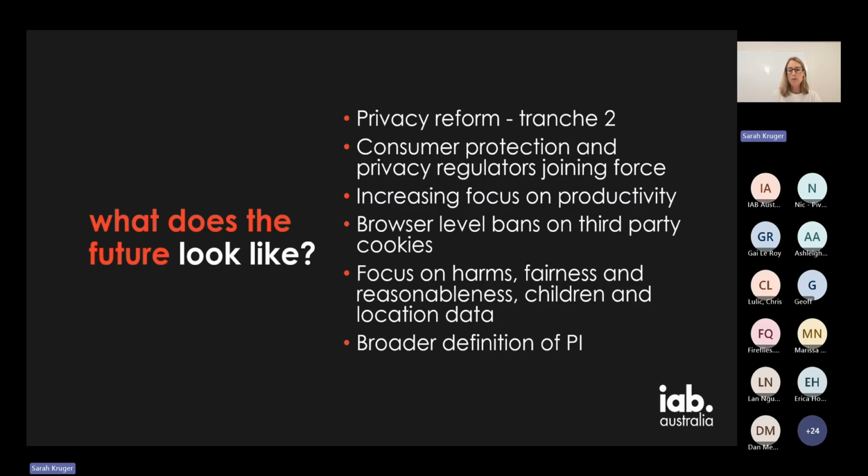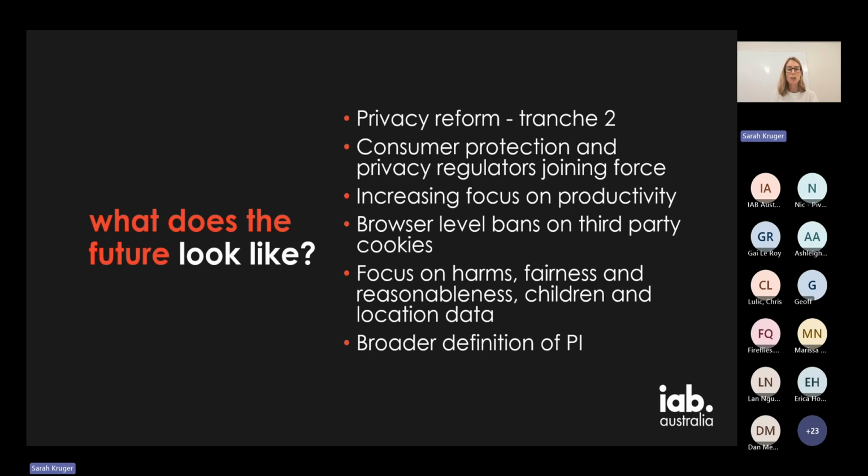Probably fair to say there's an increasing focus on productivity and growth, and making things reasonable for businesses as well as protecting individual rights. Browser level bans on third-party cookies is a possibility, and a focus on general harms, fairness and reasonableness, children, location data, possibly rather than this prescriptive tick box notification consent regime. A broader definition of PI, as I've talked about, is a real possibility when we're looking at what protection de-identification or unique identifiers give you.